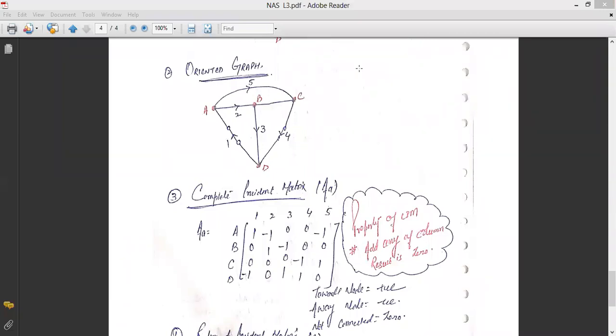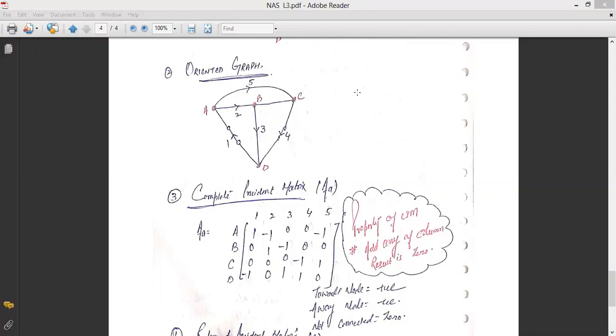Yes, sir. Now branch number 2. What is the connection of branch number 2? Sir, branch number 2 is connected between A and B. So A is 1, B is 1, and C and D are equal to 0. Now in branch number 2, is the arrow towards A or B?